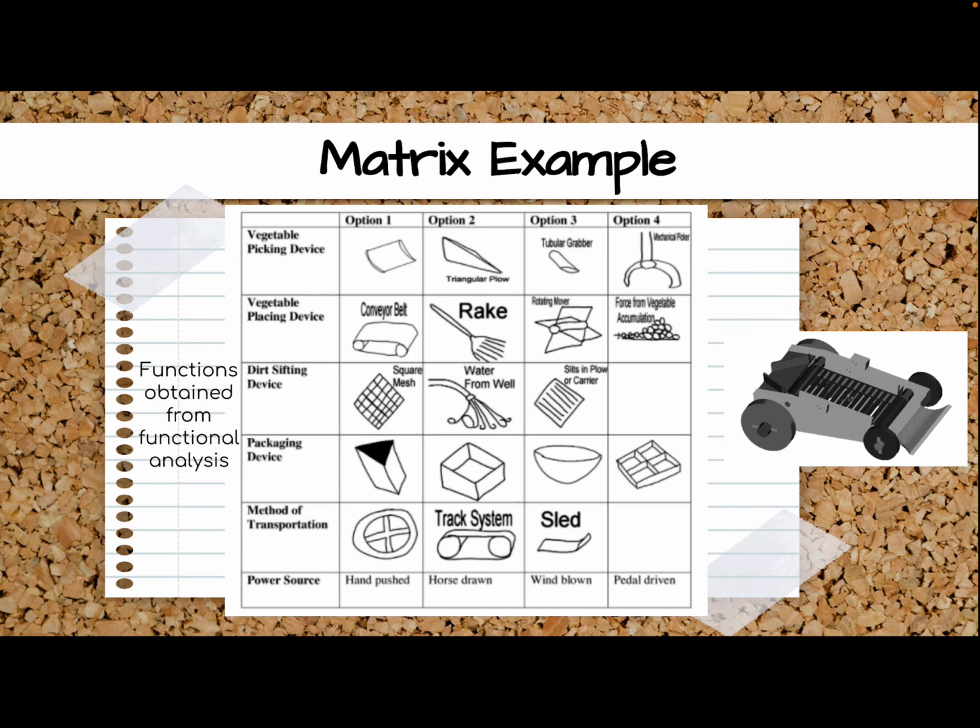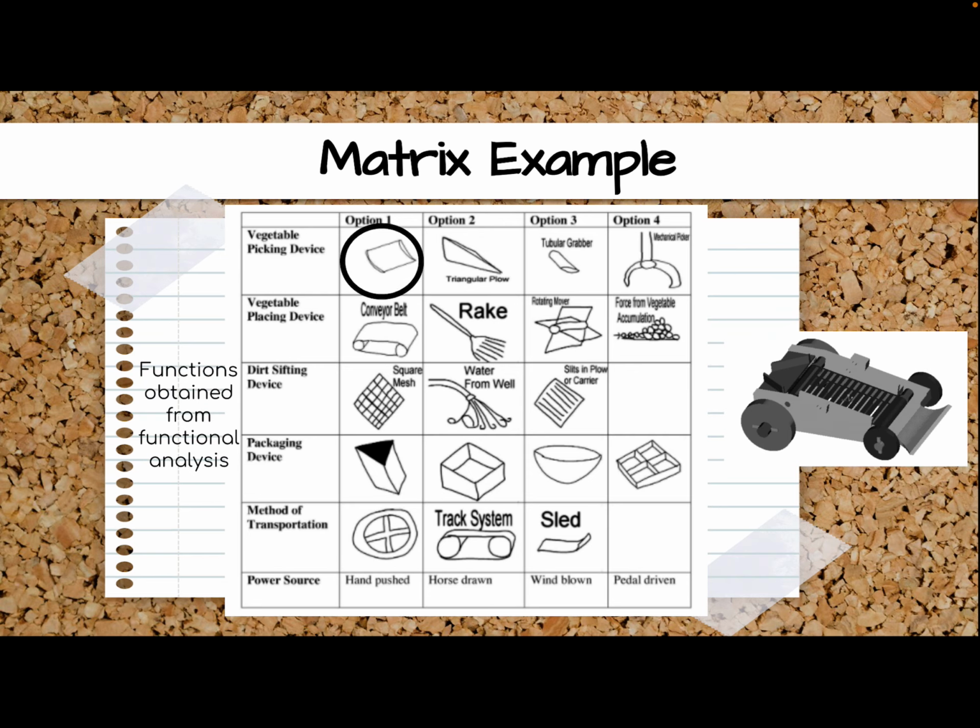Here is an example of a matrix that Messler had in the text. As you can see, on the left-hand side are all of the functions obtained from functional analysis. But then you have other options. For example, for the vegetable picking device, there were 4 different options for ways it could be implemented into the design, and so on and so forth.